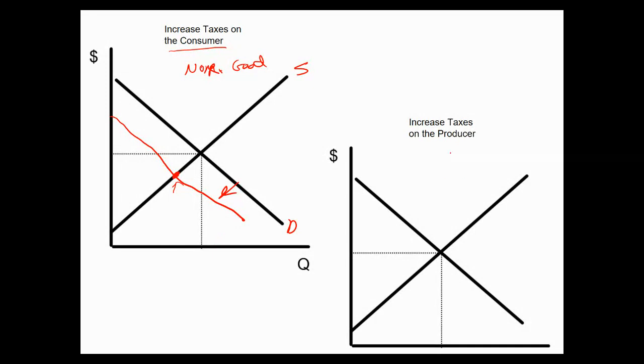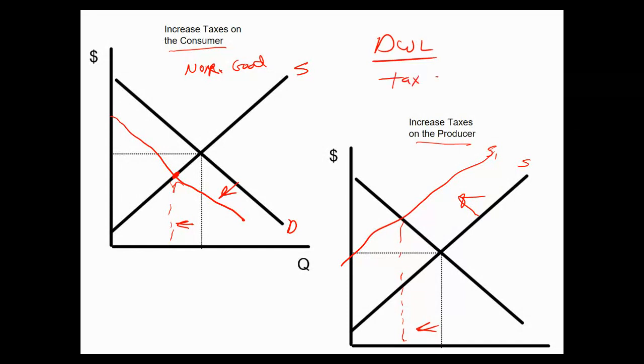Or if we look over here, if the government raises taxes on a producer, like they have to pay more taxes to sell their product, then we would see their supply curve shift to the left. But once again, we could see that when the government imposes a tax, it lowers the amount of the product that we're going to be able to buy. And we see that in both cases. But we don't see any deadweight loss here. We see deadweight loss when we tax a good. Remember that. We'll always see deadweight loss when we tax a good.